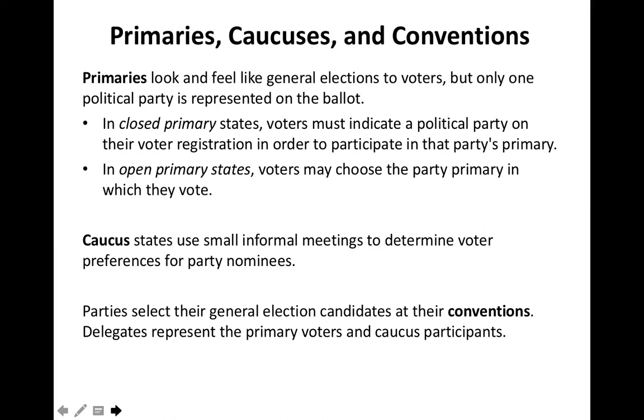Okay, and then we go to the conventions. So then delegates represent the primary voters at the conventions.